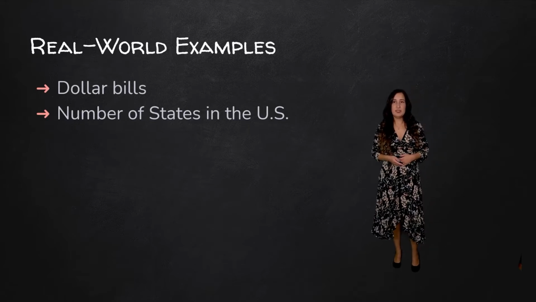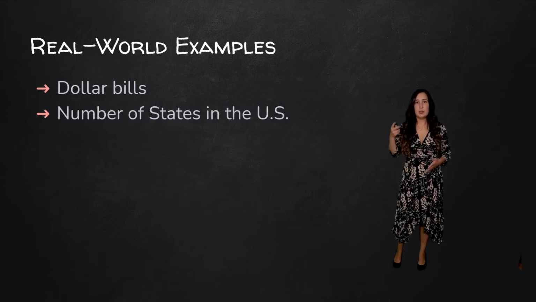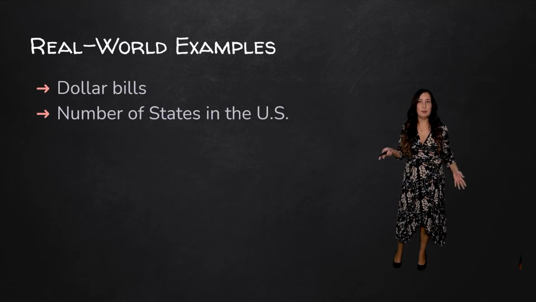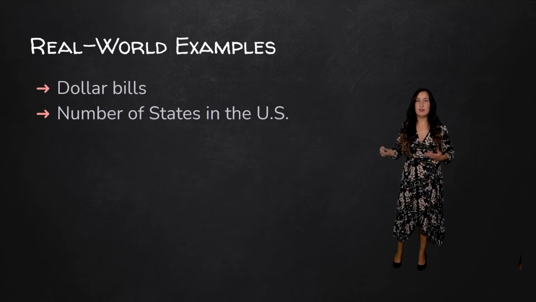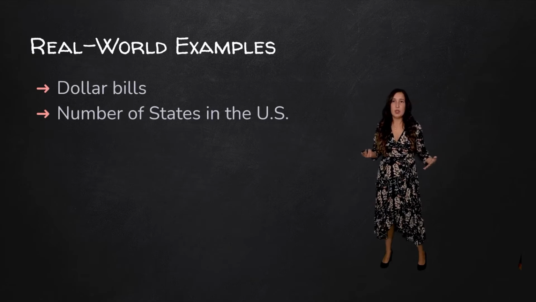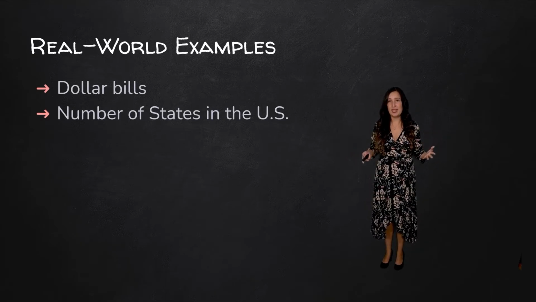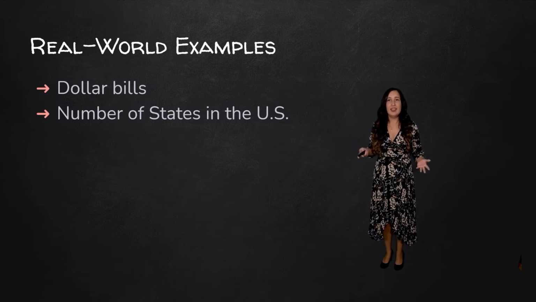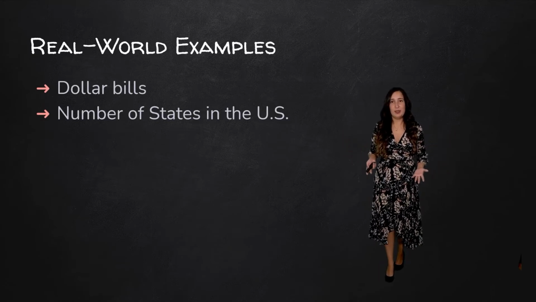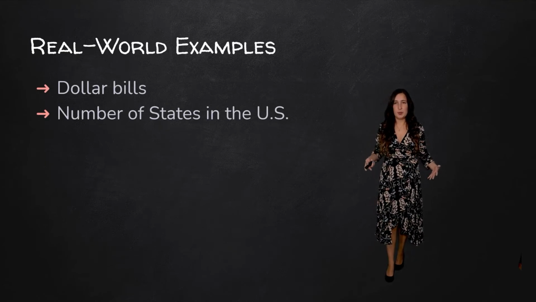Then we have the number of the states in the U.S. So the U.S. has 50 states, and we could go through them on a map and count them. Starting with 1, 2, 3, and so forth, and eventually we'd get to 50. So examples of whole numbers would be the number of states a person has visited. So maybe a person has visited 0 states in the U.S. Maybe they visited 9, or maybe they visited all 50. So states are an example of whole numbers, okay?